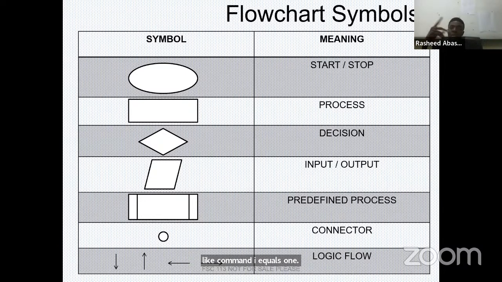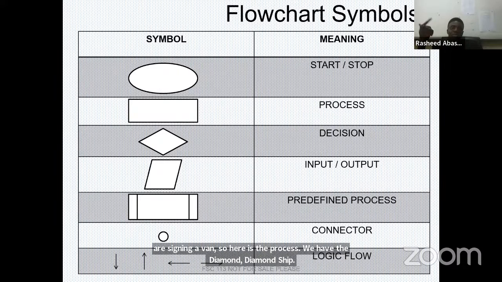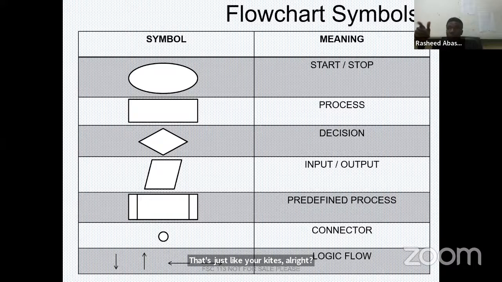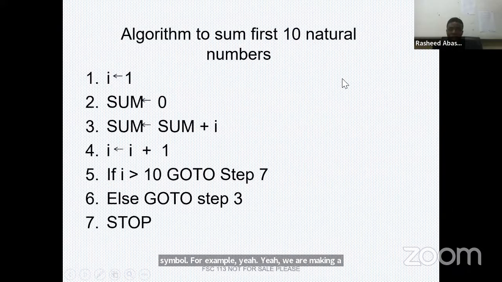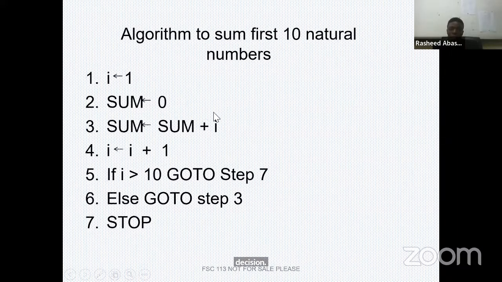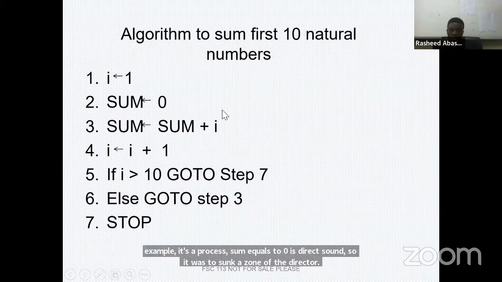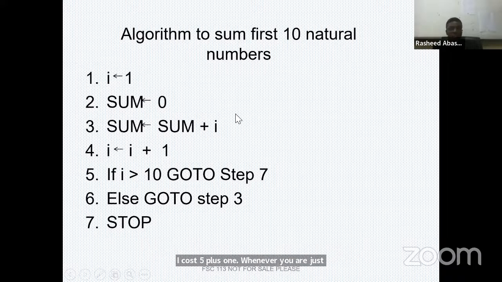We have the diamond shape, just like your kite. That's for decision making. Wherever you want to make a decision, you use that symbol. For example, here we are making a decision if I is greater than 10. So the shape we are using is the diamond shape, because you are making a decision. Here, I equals 1 is a rectangle, it's a process. Sum equals 0 is a rectangle. Sum equals sum plus 1 is a rectangle. I equals I plus 1 is a rectangle. Wherever you are just assigning values, it's a rectangle.